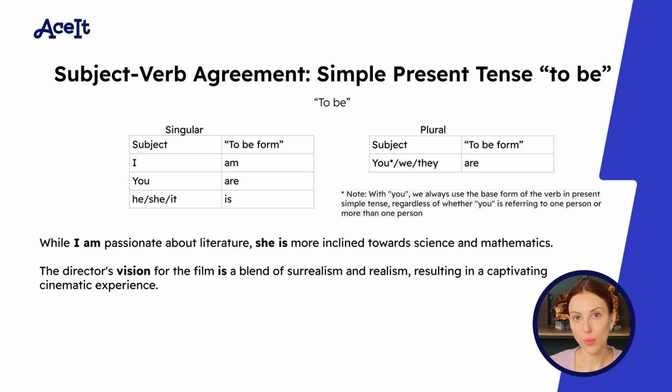The verb to be is a little bit unique when it comes to simple present tense. I've included a chart below. Here are some example sentences. While I am passionate about literature, she is more inclined towards science and mathematics. The director's vision for the film is a blend of surrealism and realism, resulting in a captivating cinematic experience.